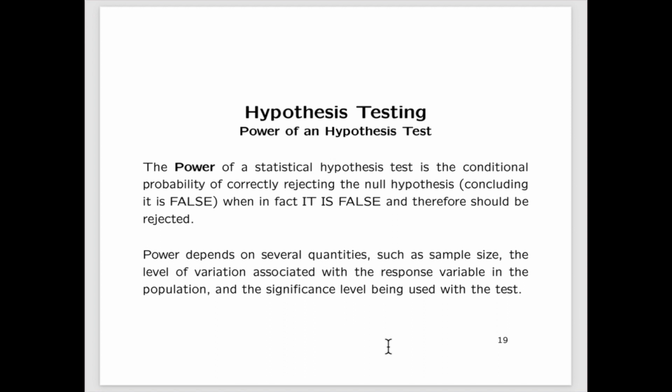Now, power depends on several quantities, such as the sample size used in the test or for sampling the population, the level of variation associated with the response variable in the population, and the significance level being used in the test. So power is not a single value. Power is a function, and it's a function of several quantities. It depends on a number of different things.